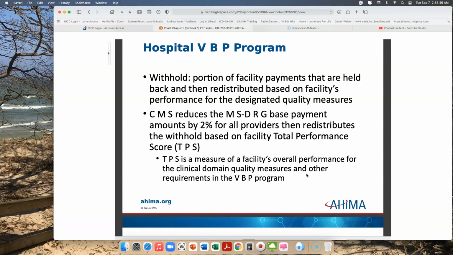So essentially what happens is the government every year holds back 2% from every facility in their base payment amount. At the end of the year, when all the dust settles and all the reports are in, if you as a facility have met all of their requirements for the value-based purchasing program, you will get your 2% back. If you have failed, your 2% is gone.